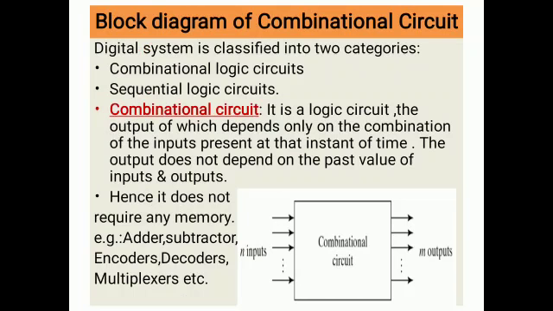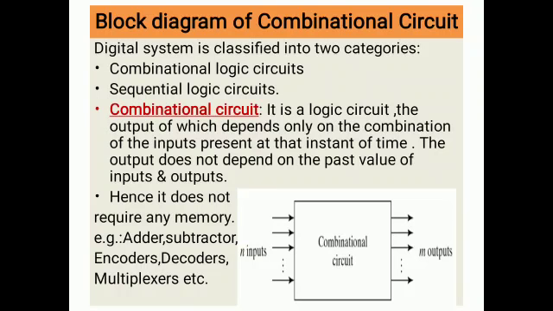First we'll see what a combinational circuit is. A digital system is classified into two categories: combinational logic circuits and sequential logic circuits. In this chapter we are going to see combinational circuits, and in the next chapter sequential logic circuits. The comparison will be easier when you have studied both, so we'll not compare them just now. We'll start with the combinational circuit.